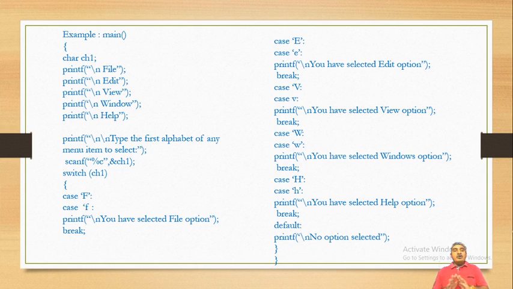If no input is given, or no input from E, F, V, W, H, which we initialized, then the message on the screen is no option selected. So this is a very simple program which is used to study the switch statement.